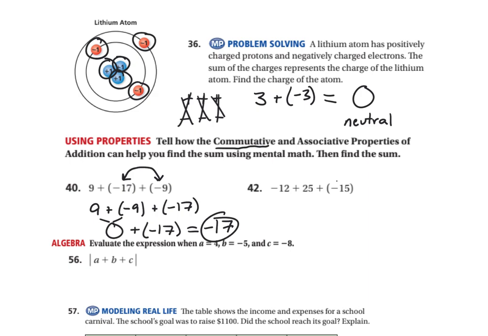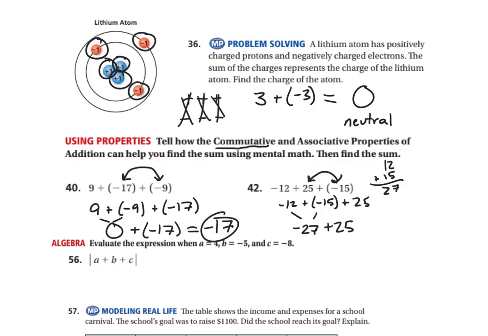For the next one here, I'm going to move it so that I can work with all my negatives first and then just have 2 numbers to work with. So this rewritten becomes negative 12 plus negative 15 plus 25. Both of these are negative, so my answer is going to stay negative. 12 plus 15 becomes 27, and we keep the negative on there.